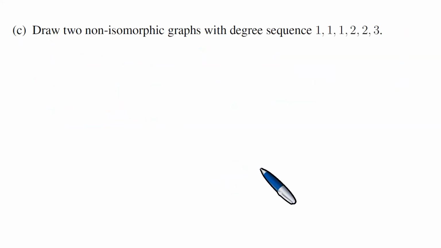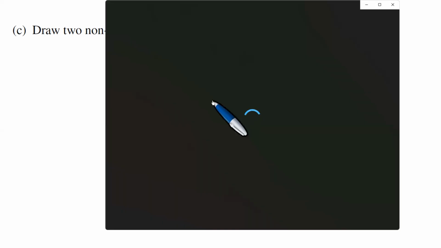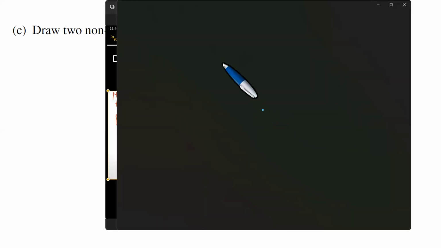Let's look at another example. In this case, you need to draw two non-isomorphic graphs with the degree sequence 111. Let me see what you're thinking there. Can we go back to the previous question? We did something similar. Yes, that's fine, let's look at that. Yes, we did a similar question, I remember. Trying to open that up.